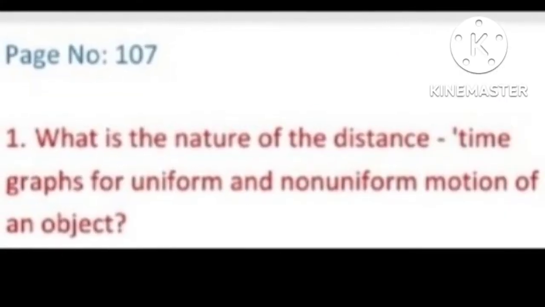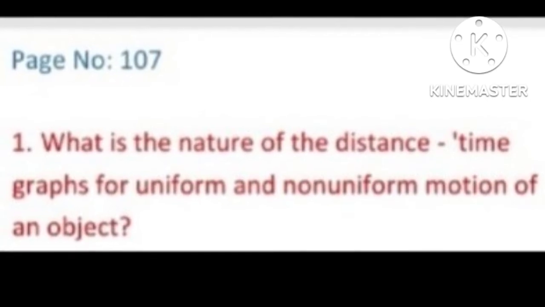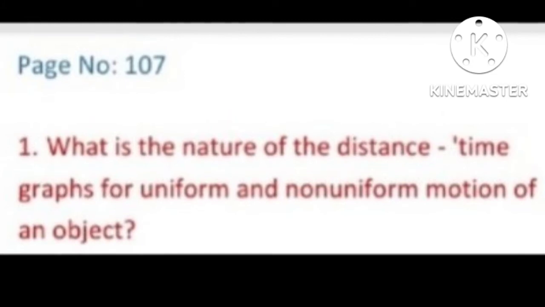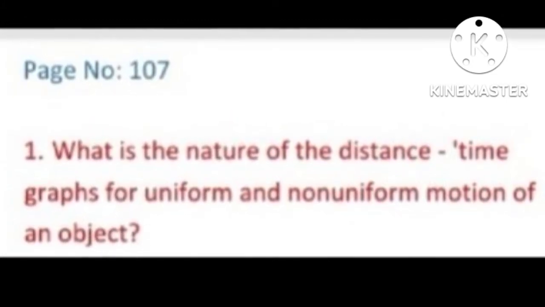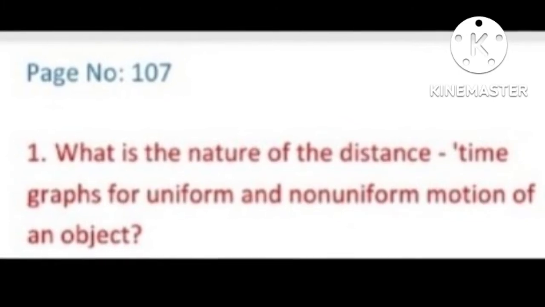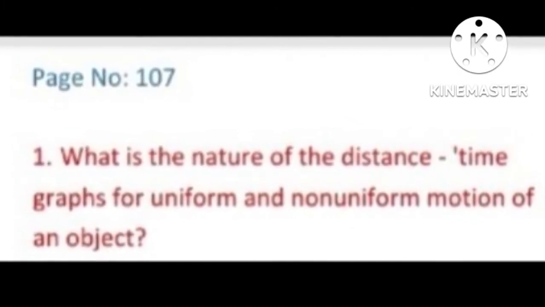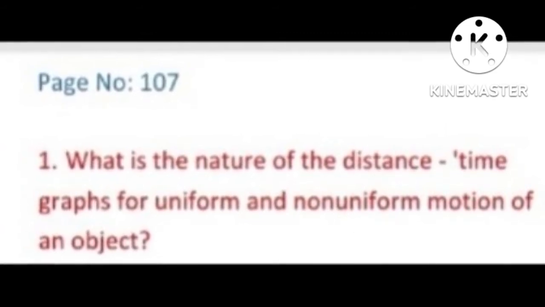We can move to the first question on page number 107. The question is, what is the nature of distance time graphs for uniform and non-uniform motion of an object? So here we have to draw the distance time graph for uniform and non-uniform motions, right?